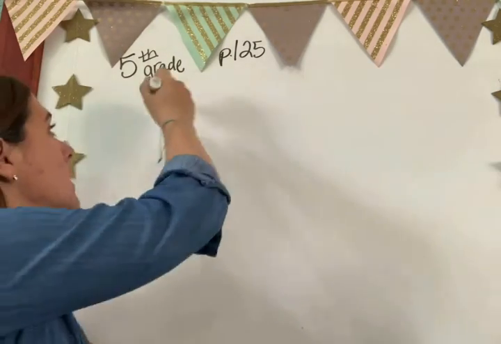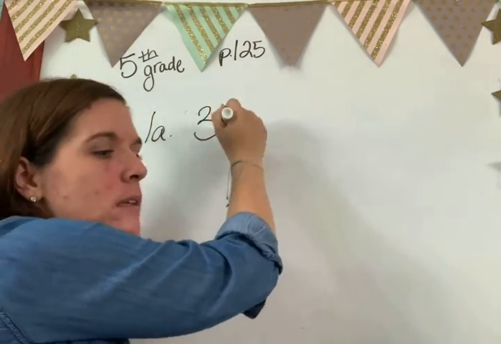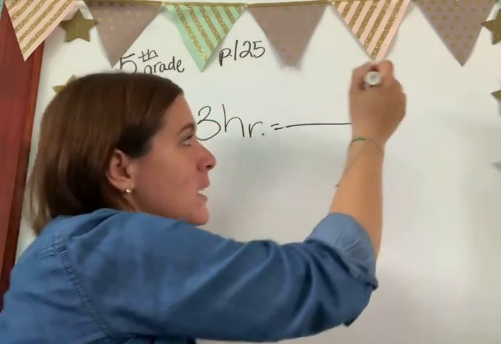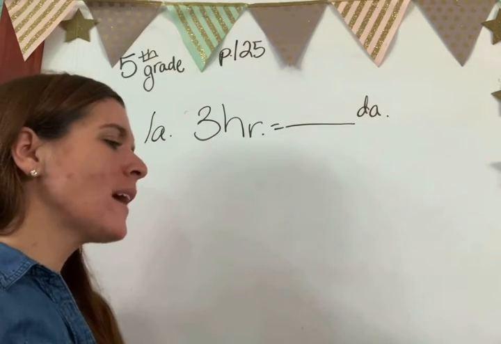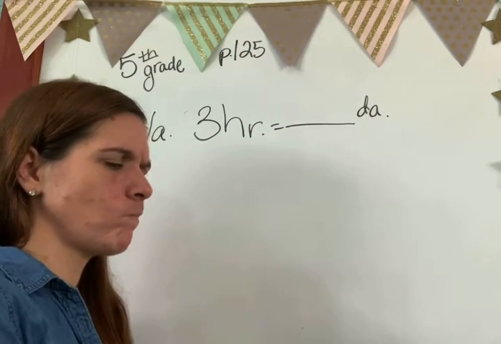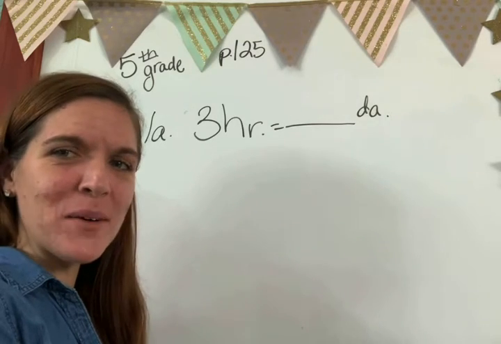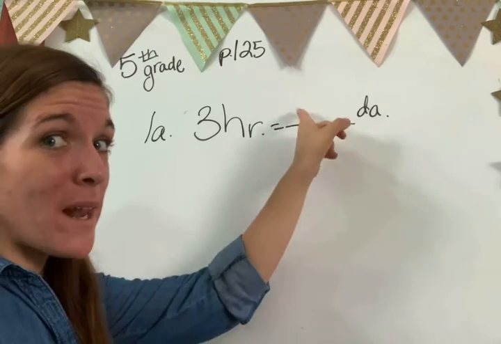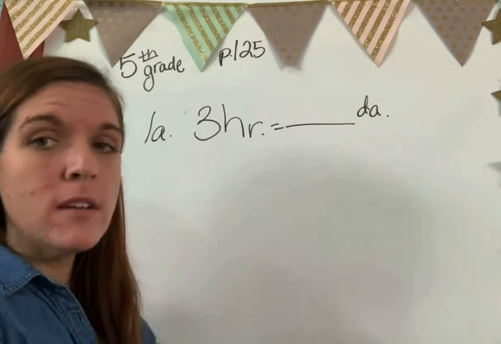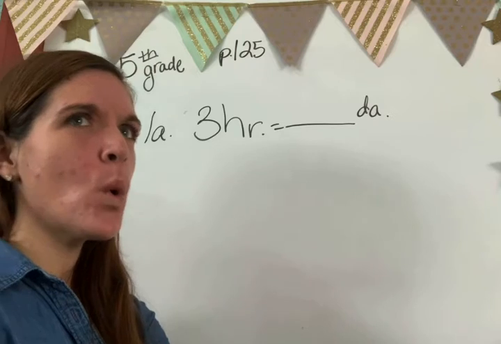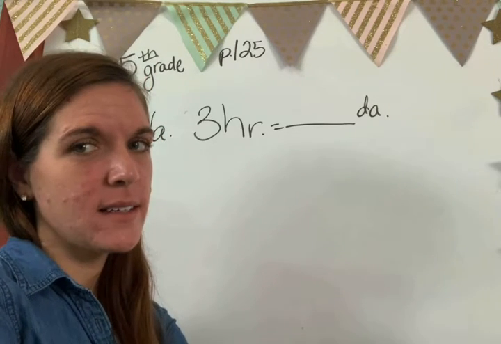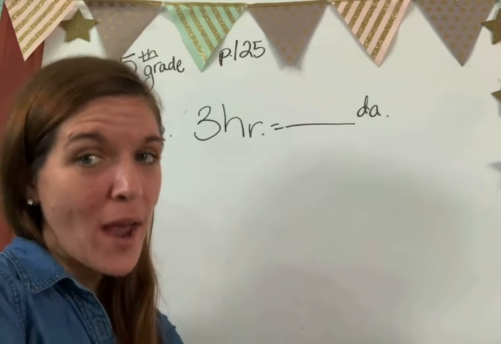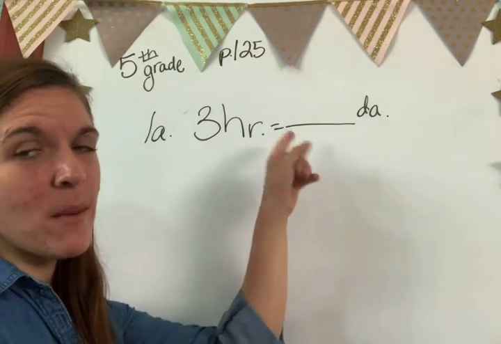Number 1, letter A says 3 hours equals how many days? Well, guys, let's look at that one for a second. How many hours are in a day? 24. So does 3 hours even equal 1 day? Nope. So your answer is going to be in the form of what? Fraction. Okay, if it's not a whole day, it must be a fraction.